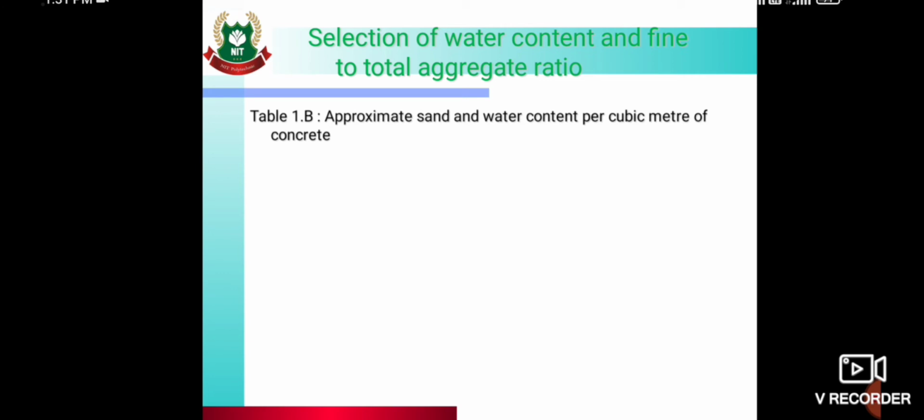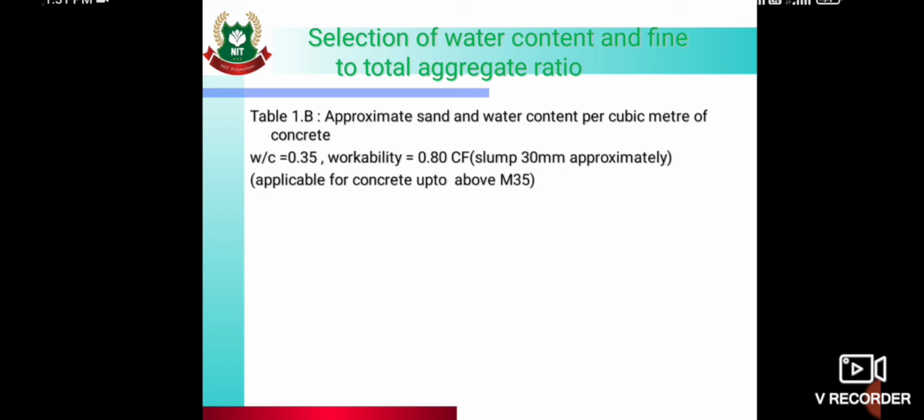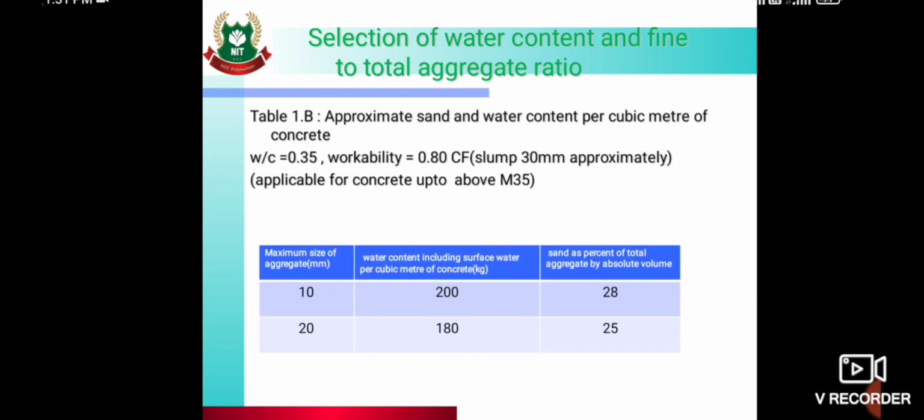Then approximate sand and water content per cubic meter of concrete for water cement ratio 0.35 and for workability 0.80 compaction factor. In the previous table we selected water cement ratio as 0.60. So this one is applicable for concrete above M35. In this table we can see maximum size of aggregate 10 mm, water content is 200 kg and sand as percent of total aggregate by absolute volume is 28. Then for maximum size of aggregate 20 mm, water content is 180 kg and sand is 25.